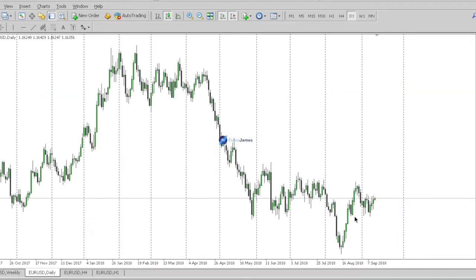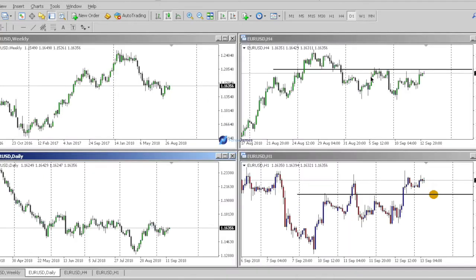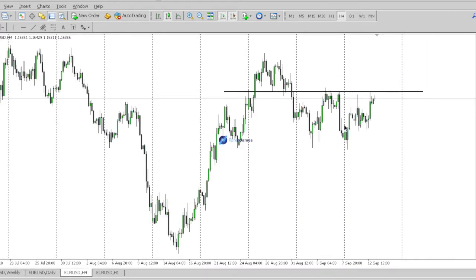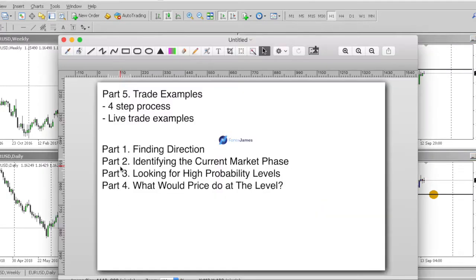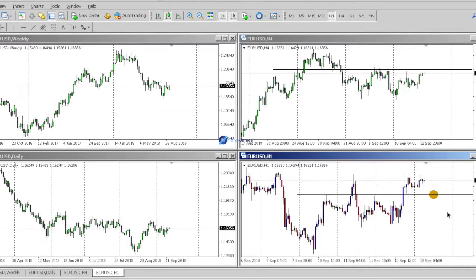The daily as well, and followed by the H4. So what we have here is a resistance area, and price looks like it may break to the upside. So direction is to the upside. And part 2, let's identify the current market phase.